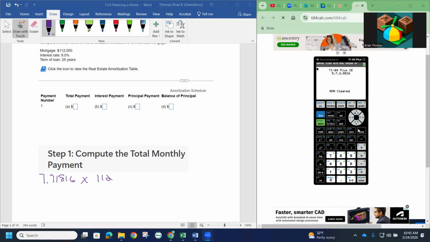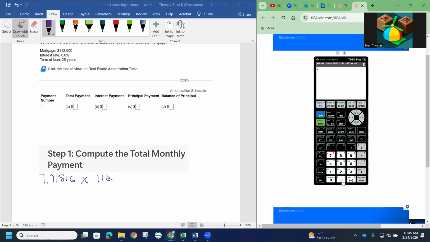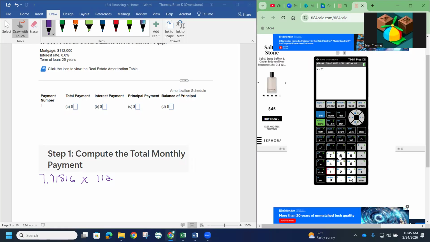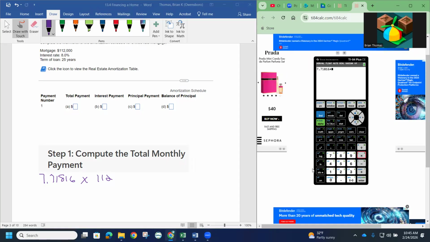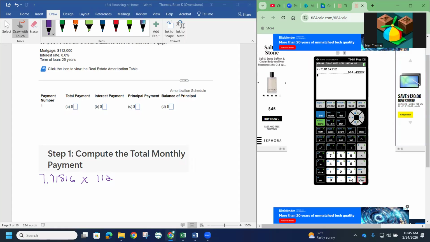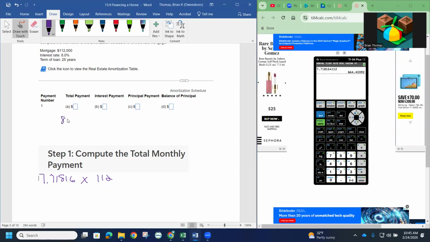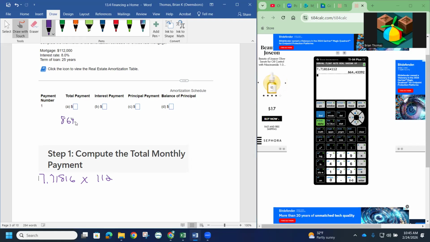So pulling up our TI-84 calculator, to find our regular monthly payment, we multiply this number from the table, 7.71816, by the per thousands, which was 112. This gives us our regular monthly payment. So right now we know we're going to have a monthly payment of $864.43.